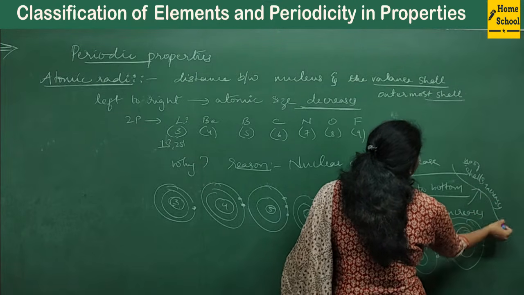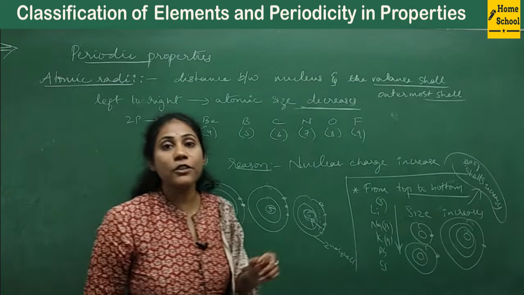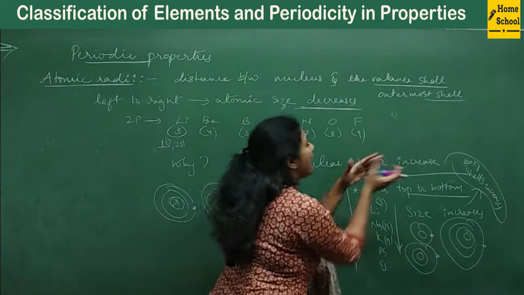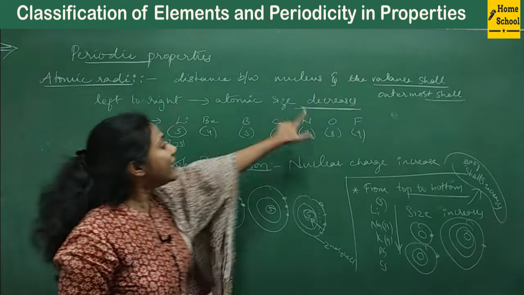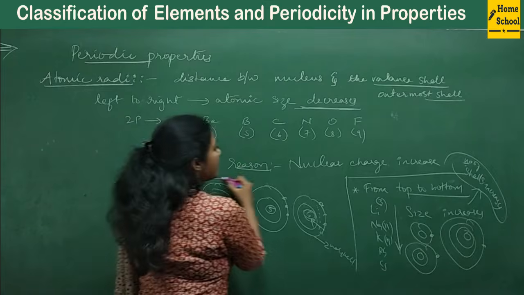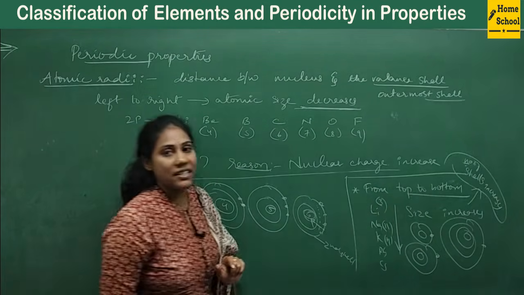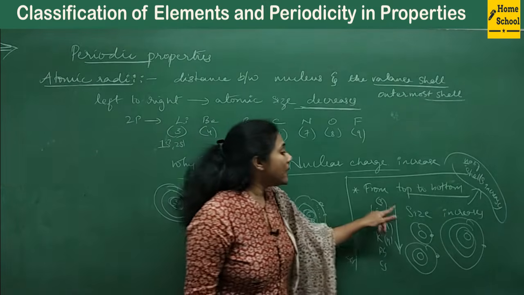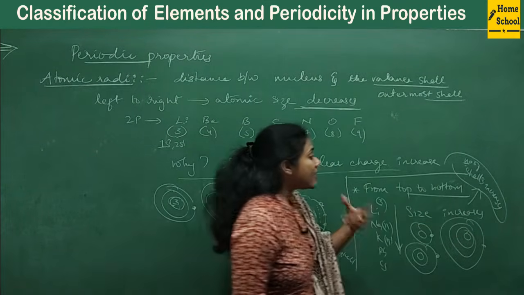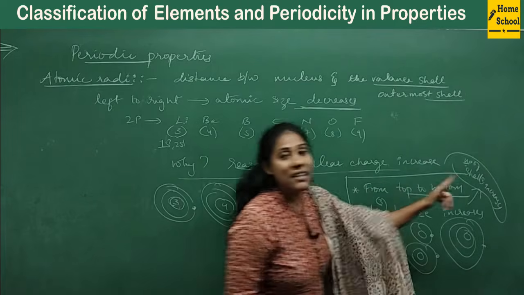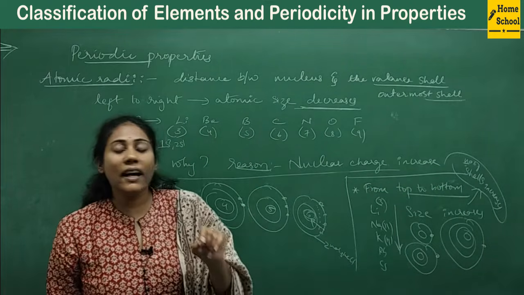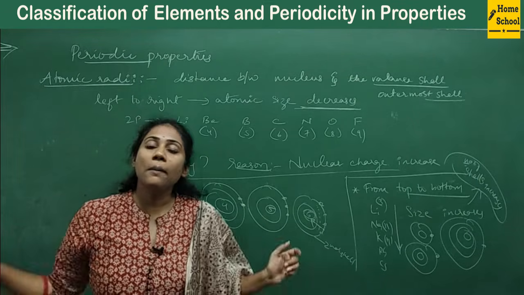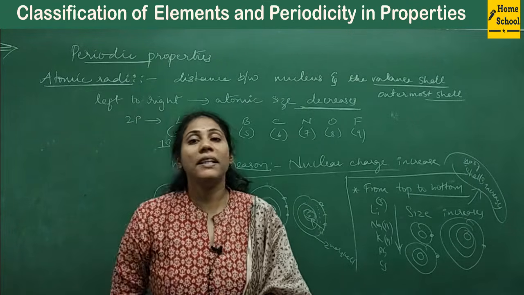So very, very important. Along with the reason, you must learn. See, from left to right in a periodic table, size will decrease. What is the reason? Reason is nuclear charge increases. From top to bottom in a periodic table, atomic size increases. What is the reason? Number of shells increases. So this is really a very, very basic point one must remember, right? So this is all about atomic size or atomic radii.